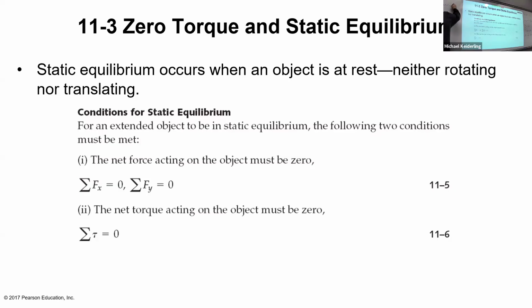So for static equilibrium, the sum of all the forces in the x direction equals 0. Sum of all the forces in the y direction equals 0. Sum of all the torques equals 0. And one of the nice things about static equilibrium, because the sum of all torques equals 0, is that you can choose whatever axis you want, which means you can choose your axis for your torque equation to be whatever is most convenient.